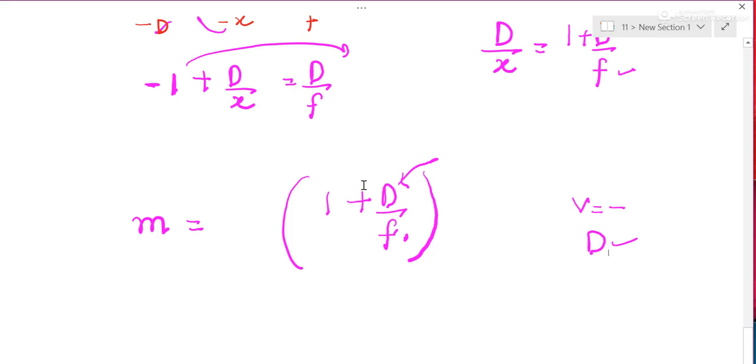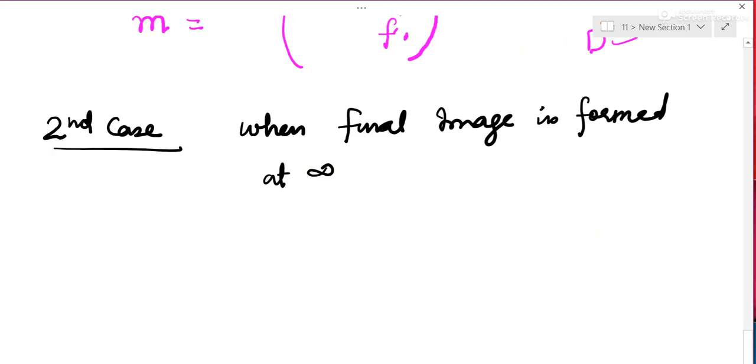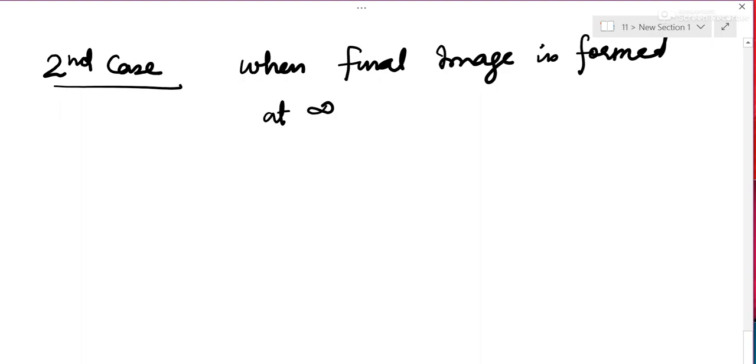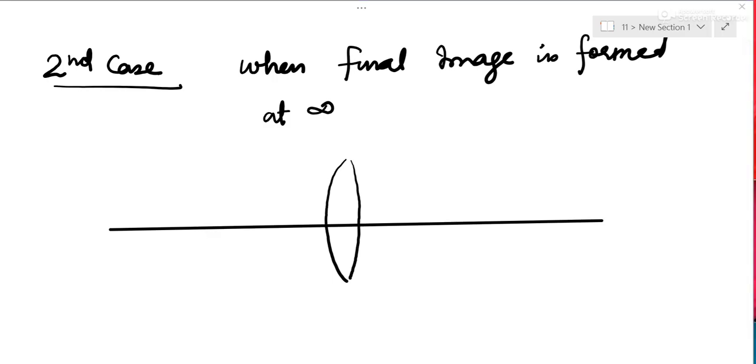Second case is when the final image is formed at infinity. So you know when the image is formed at infinity, we can make a ray diagram. We can keep the object at focus. So first ray parallel goes through focus. Second ray is through optical center. So it is not meeting on any side. The image is formed at infinity and this is the human eye.